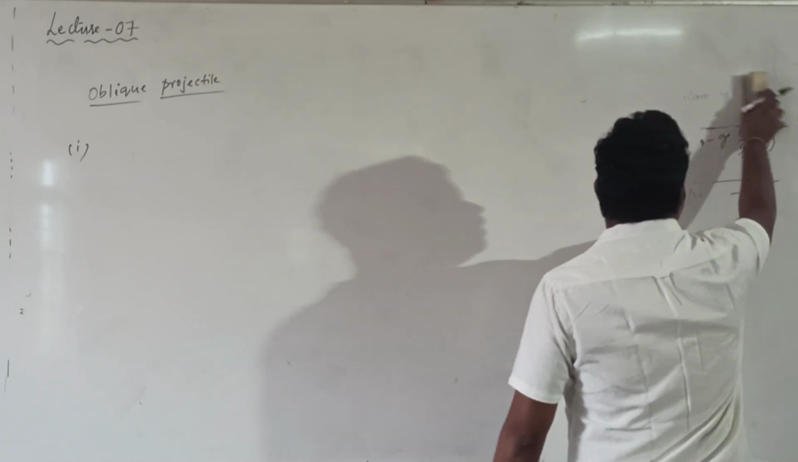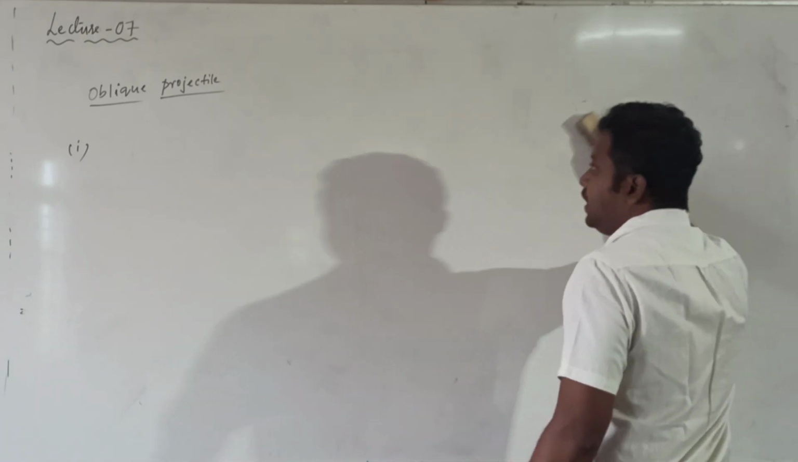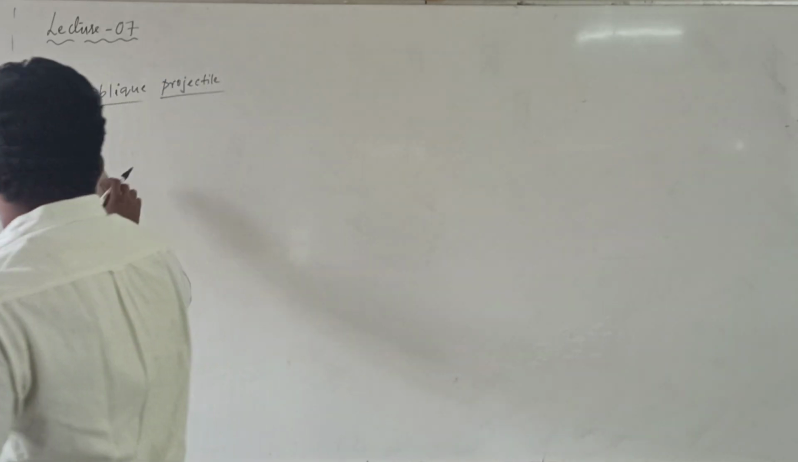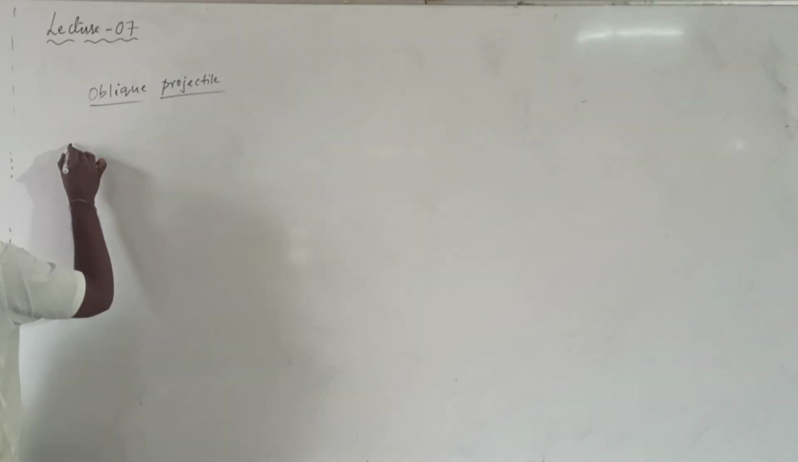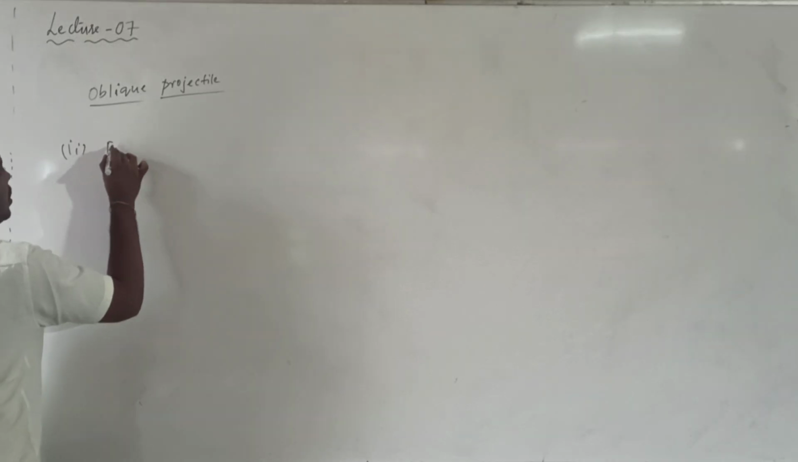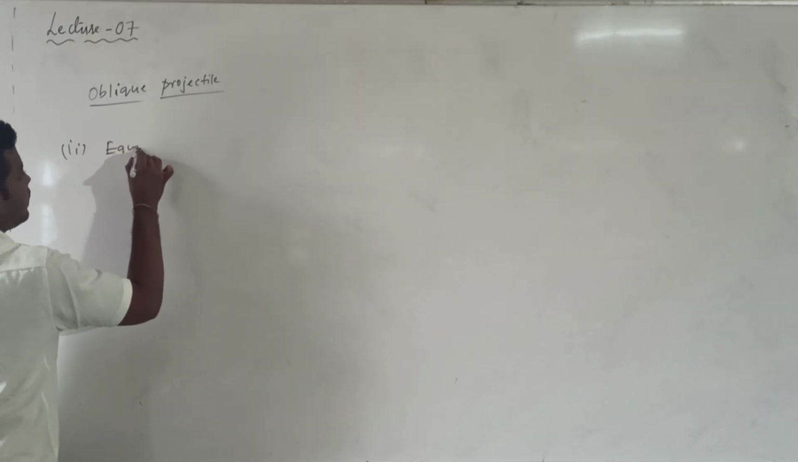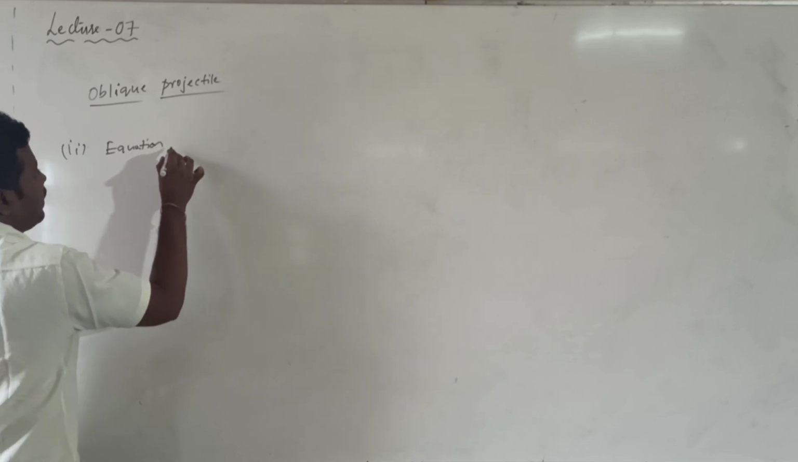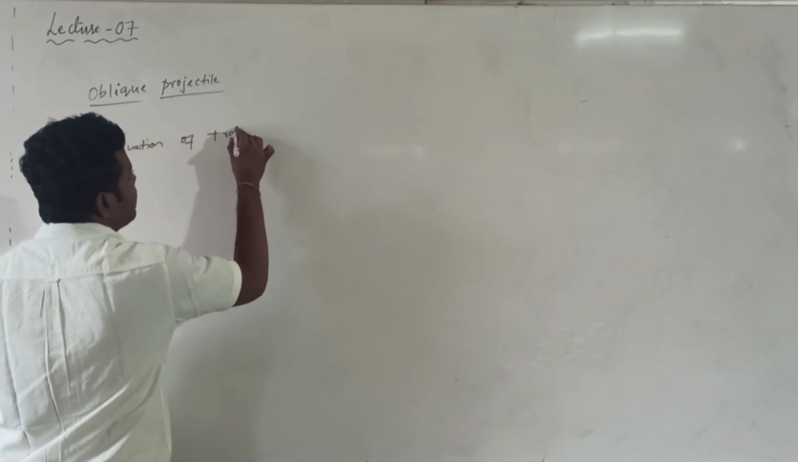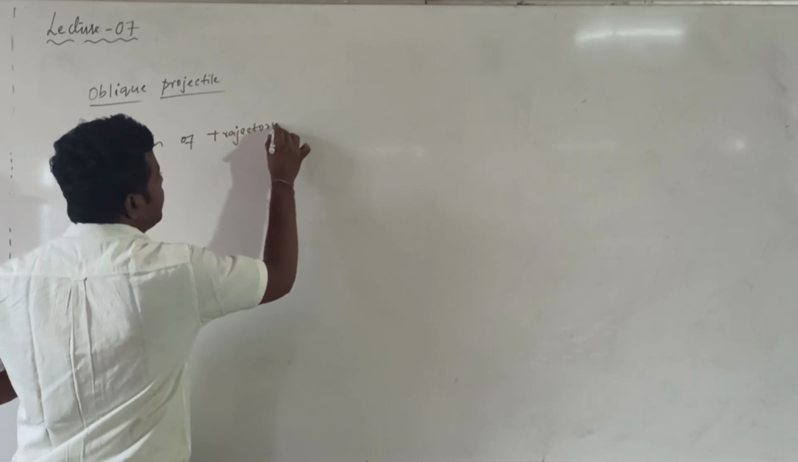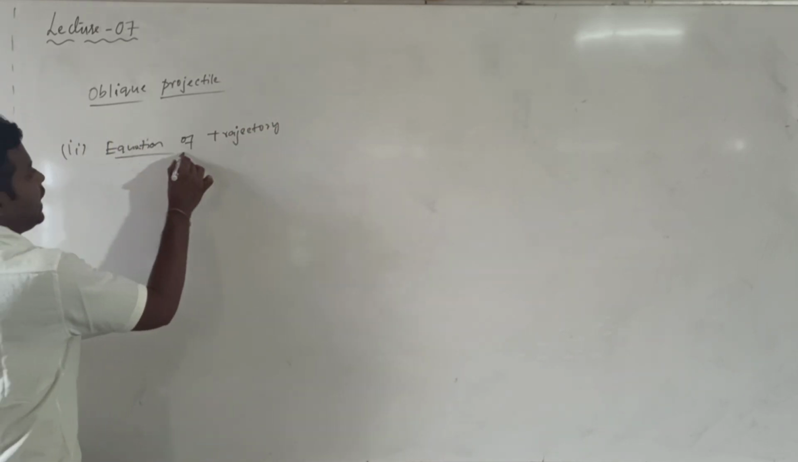Yesterday we wrote the equation for trajectory. So the second point is related with this object, the projectile. What is the equation for trajectory? What is the equation of trajectory for projectile?